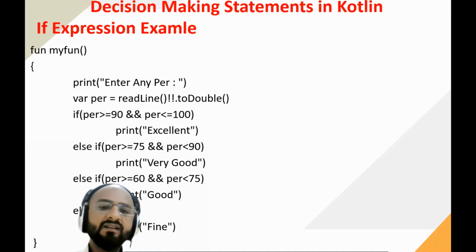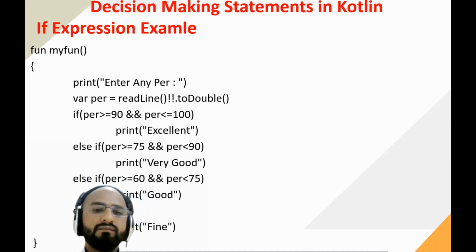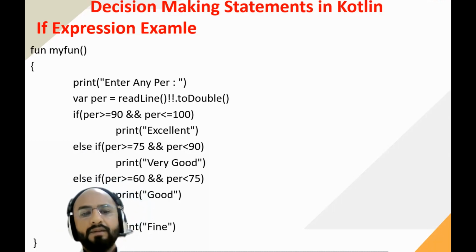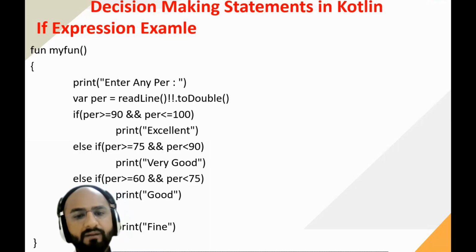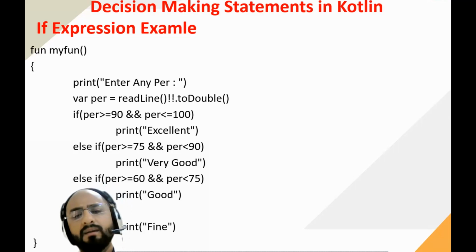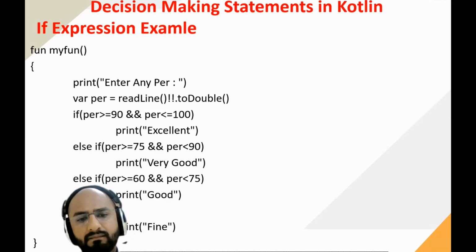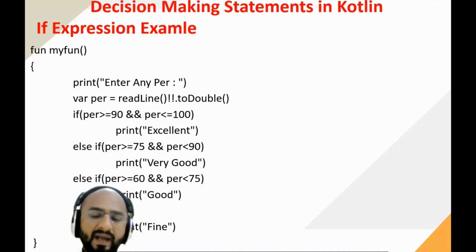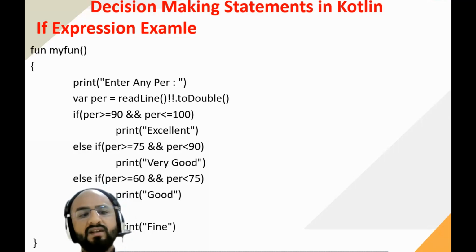Now I am checking the percentage by using an if statement. If percentage is greater than or equal to 90 and percentage is less than or equal to 100, we are printing excellent on the console. Right? This is a basic logical program. But my point is, what is the syntax of the if expression? You can see it in this program.